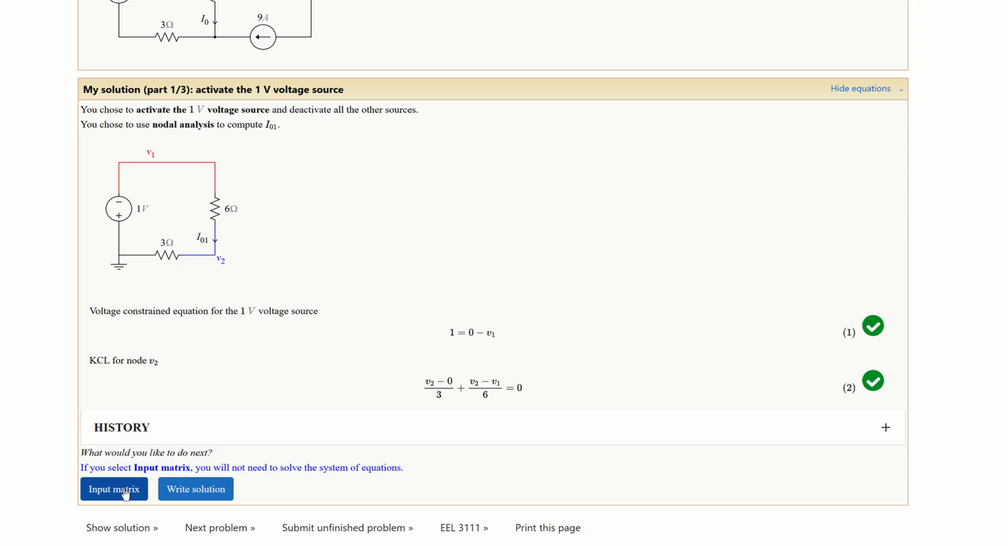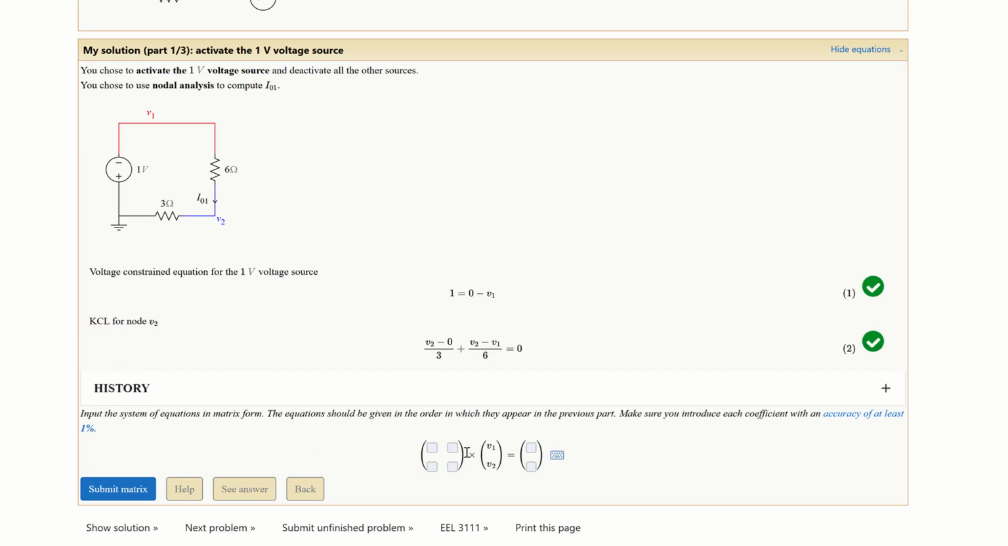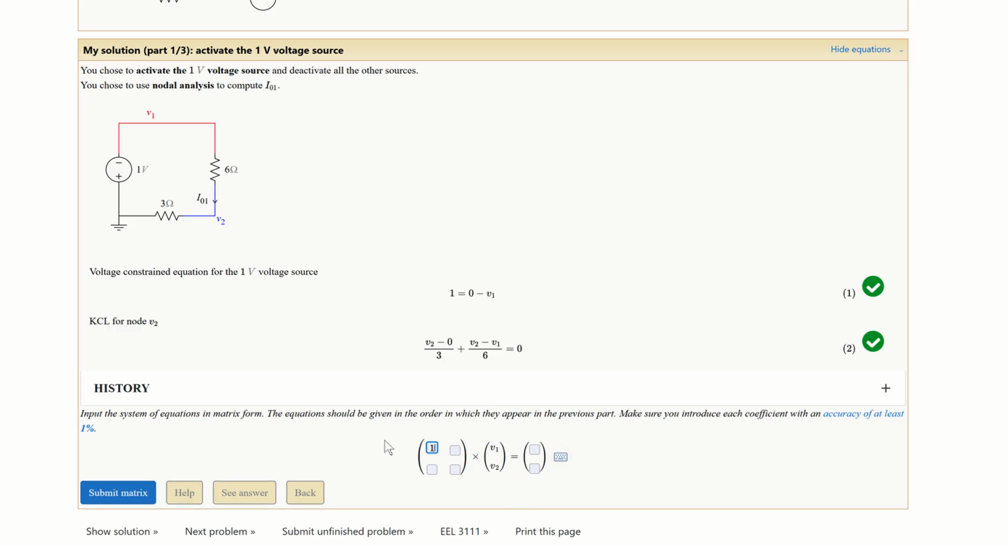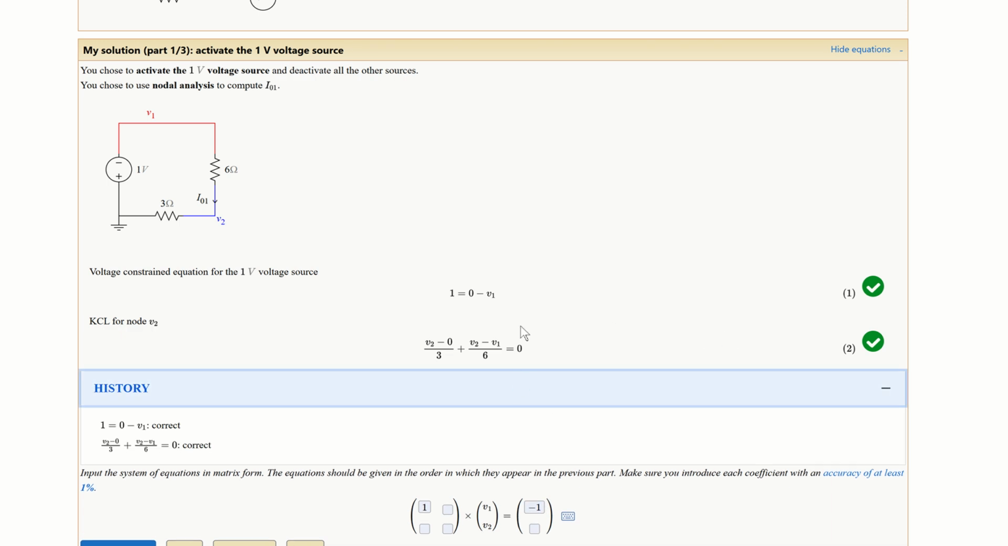Correct. So we're going to go ahead and input the matrix here. This is also fairly intuitive. So let's move our V1 over on this side. I put a 1 in the spot for V1. Here's a spot for V2, and this is the right side. We're going to put a -1. So we move that 1 over to this side and this V1 over to this side. I like to keep the variables on the left and the constants on the right.